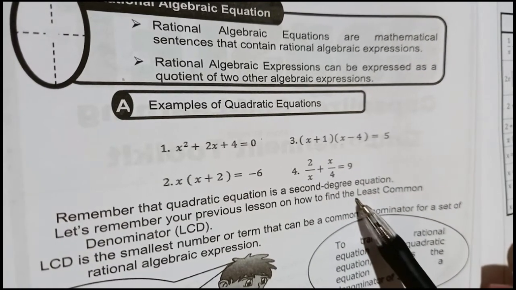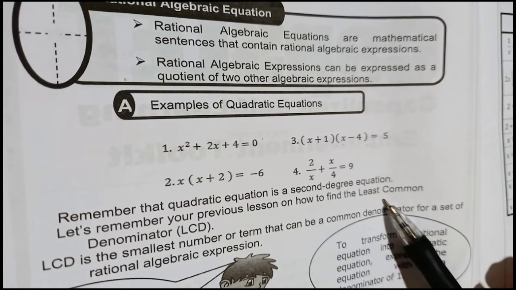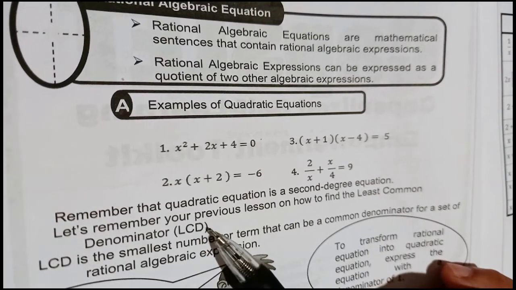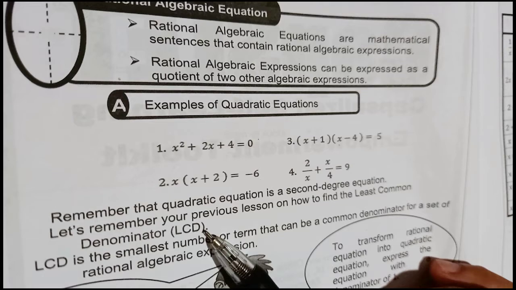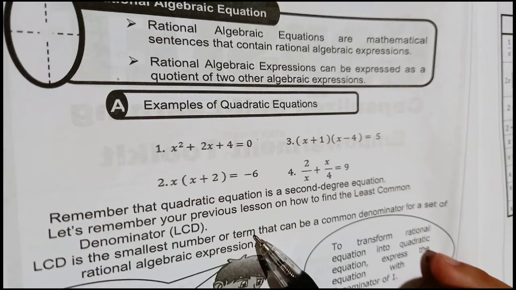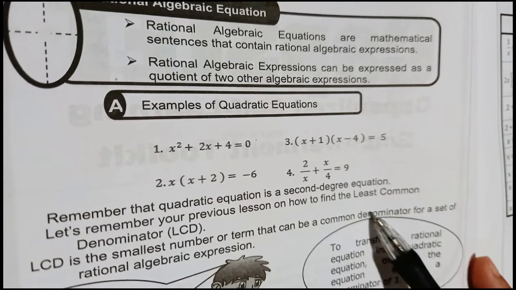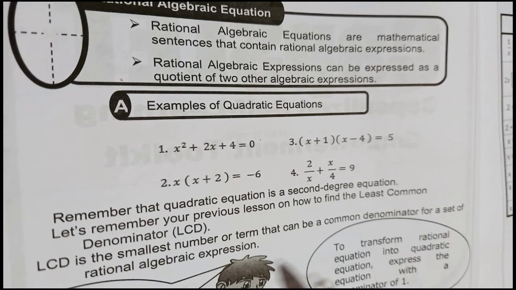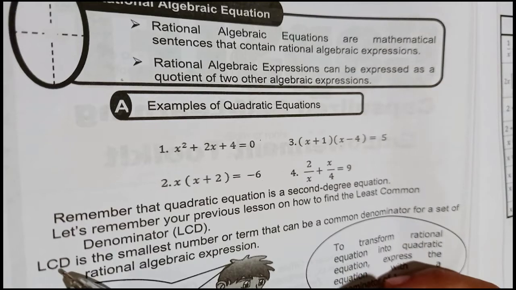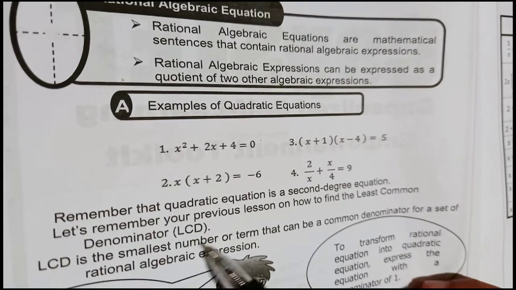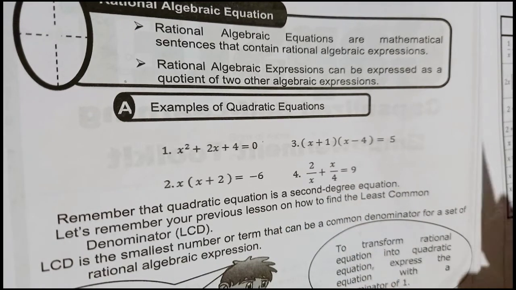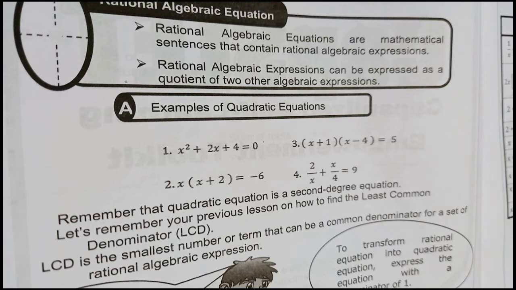From the previous lesson, do not forget the process to find the least common denominator, or the LCD, in which our LCD is the smallest number or term that can be a common denominator for a set of rational algebraic expressions. As I recall, an LCD is the smallest number or term that can be a common denominator of a set of rational algebraic expressions.